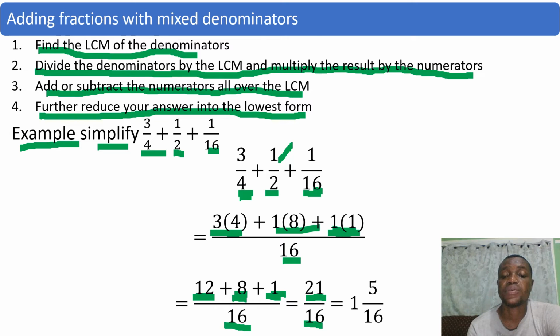Then you further reduce it. 16 goes into 21 once, remainder 5, so 5 over 16. When 16 people are sharing 21 items, they will get 1 each, which is 1 whole. Then the remainder is 5, and the same 16 people will share it. That is 1 whole number 5 over 16. Thank you. Let's move on.